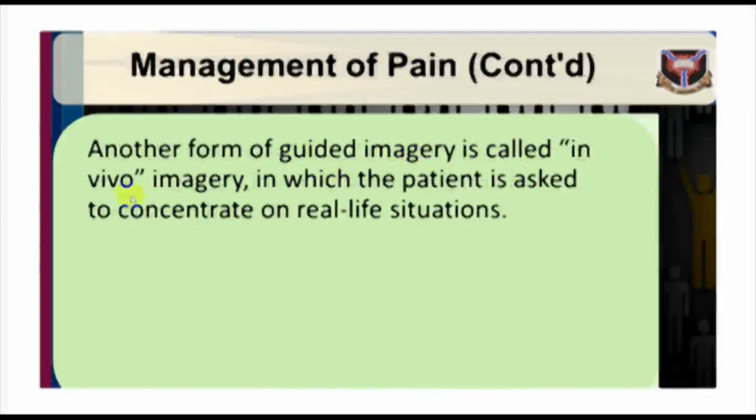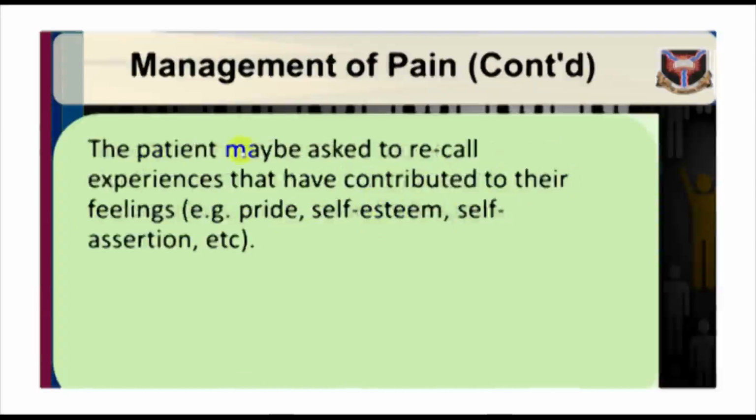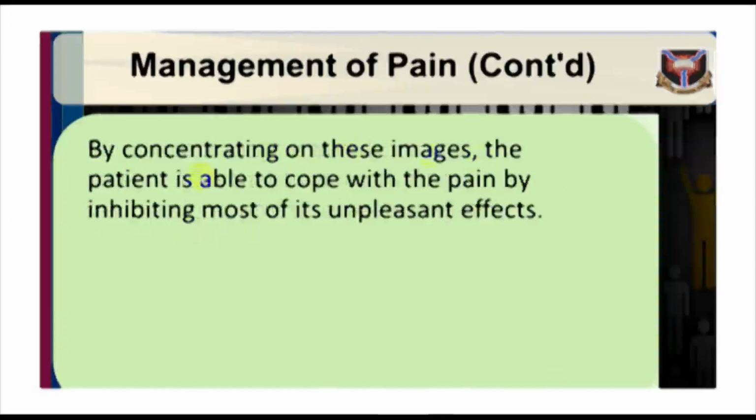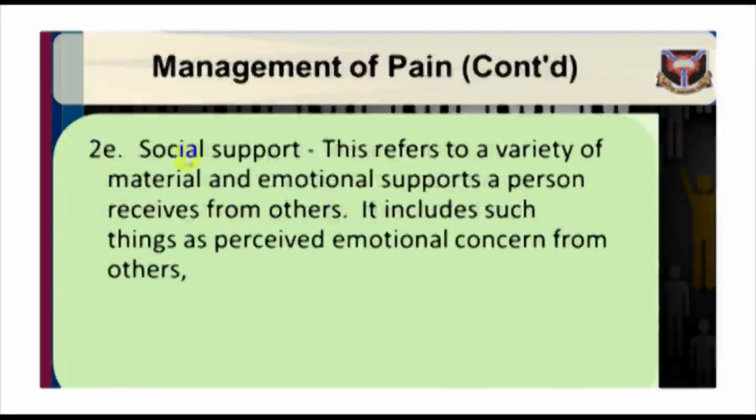Another form of guided imagery is called in vivo imagery, in which the patient is asked to concentrate on real-life situations. The patient may be asked to recall experiences that have contributed to their feelings. Example: pride, self-esteem, self-assertion, etc. By concentrating on these images, the patient is able to cope with the pain by inhibiting most of its unpleasant effects. E. Social support. This refers to a variety of material and emotional supports a person receives from others.